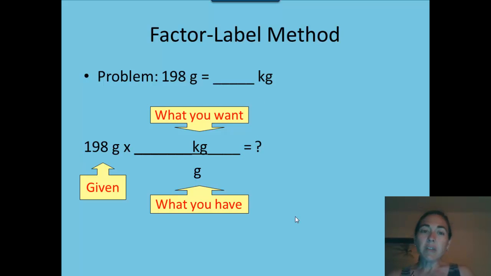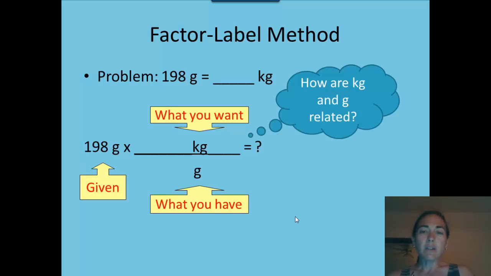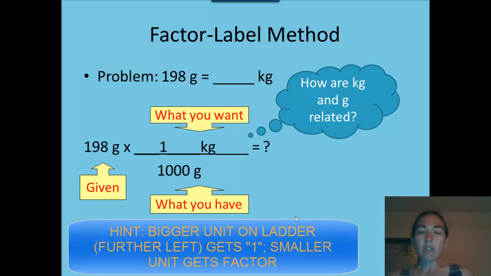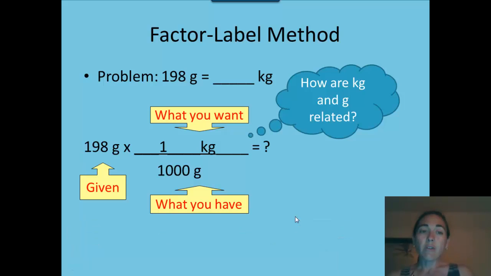Then you have to put some numbers in the conversion factor. You have to think, how are grams and kilograms related? Well, the answer to that question is that there are 1,000 grams in 1 kilogram. Now once you get all this filled in, it's just a matter of doing a little bit of math. The grams that you're given cancels with grams on the bottom, and then you multiply 198 times 1, divide by 1,000, and you get 0.198 kilograms. I used the ladder to figure out the 1 to 1,000 ratio for kilograms and grams.